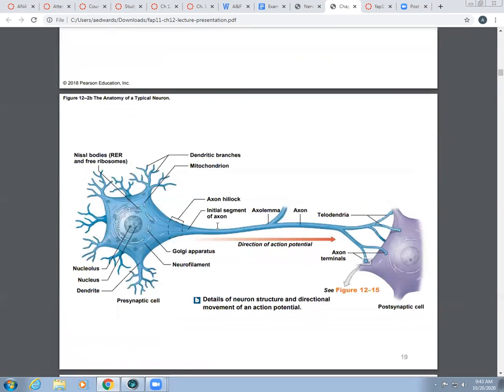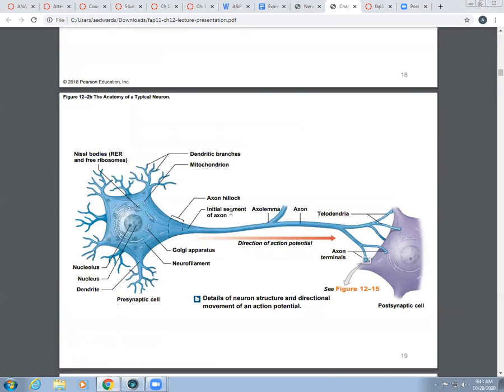All right, so here's kind of a visual of that. Here's your axon hillock and your initial segment. All that plasma membrane in the axon is axolemma. The endings of the telodendria are called axon terminals. The space or connection between these two neurons is called a synapse. So the one that is sending information is the presynaptic cell. The one that's receiving information is the postsynaptic cell.